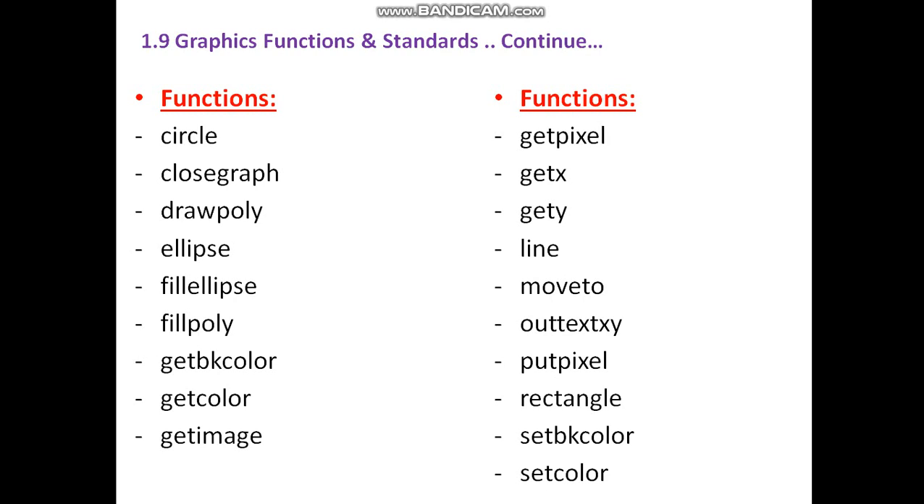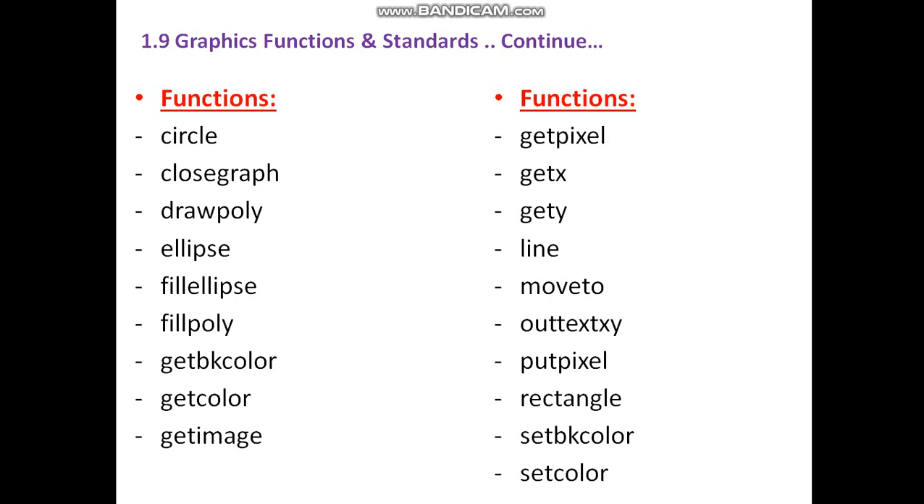Then next one is putpixel. This function plots a pixel at location x, y of the specified color, and the syntax is void putpixel, and the parameters are int x, comma, y, comma, int color. Then rectangle. The rectangle function is used to draw a rectangle, and the syntax is void rectangle, int left, top, right and bottom.